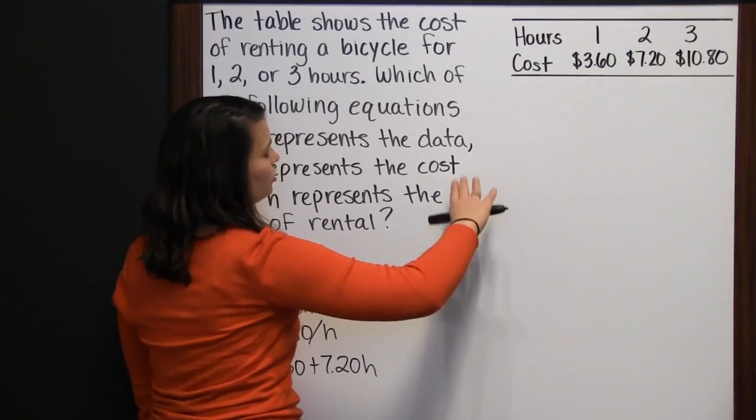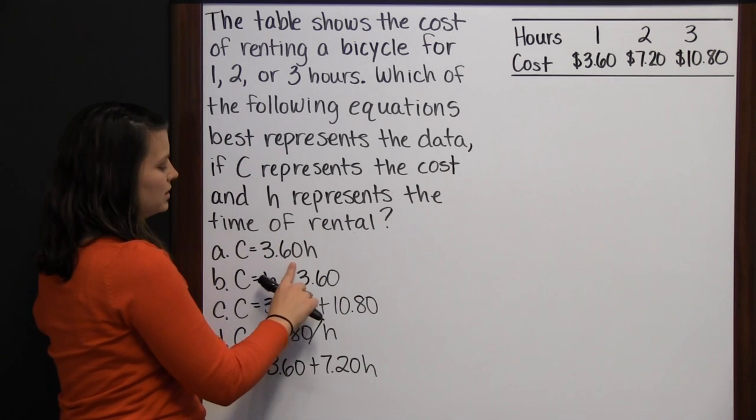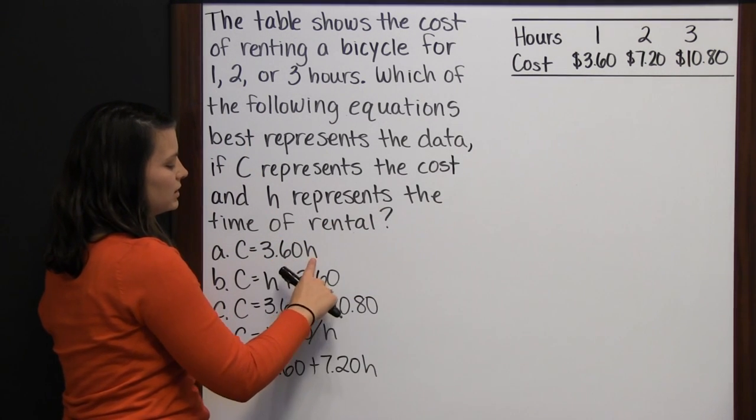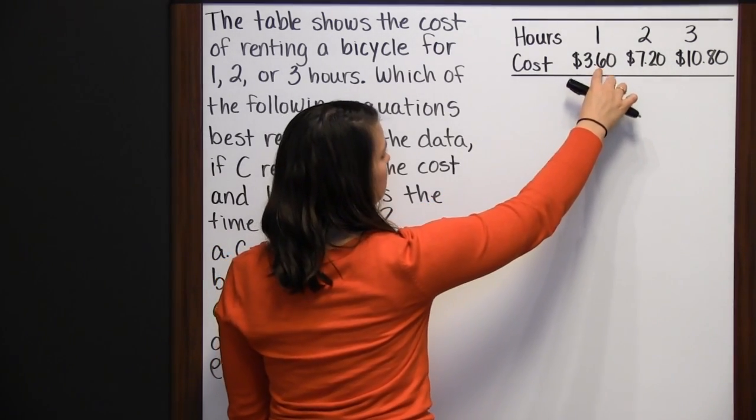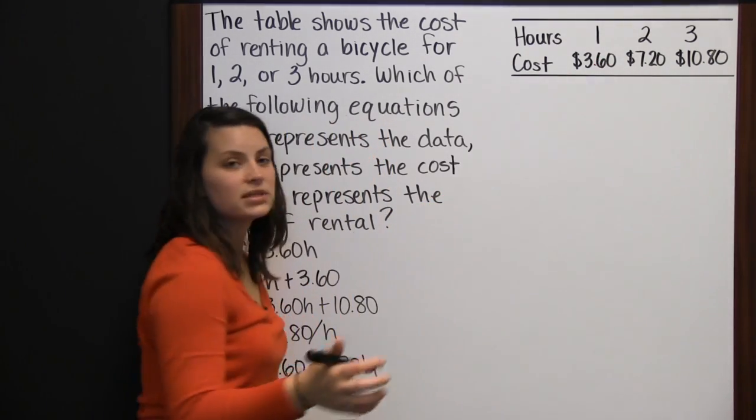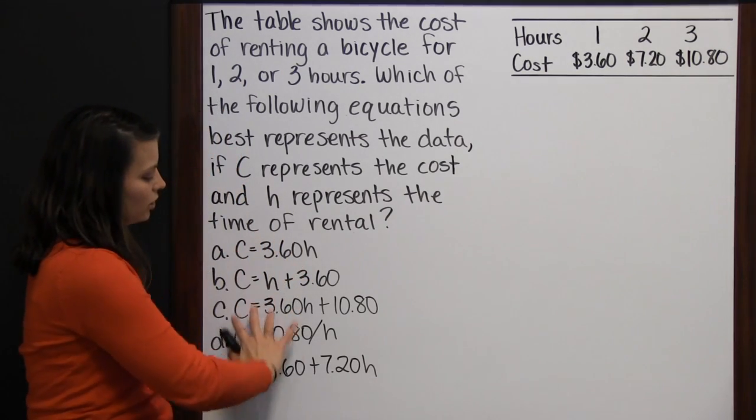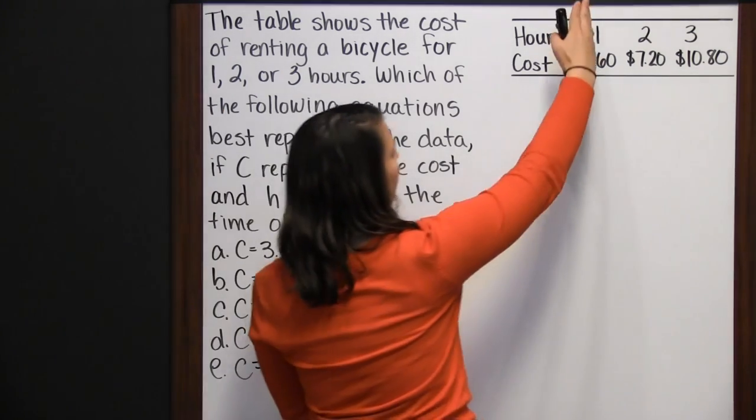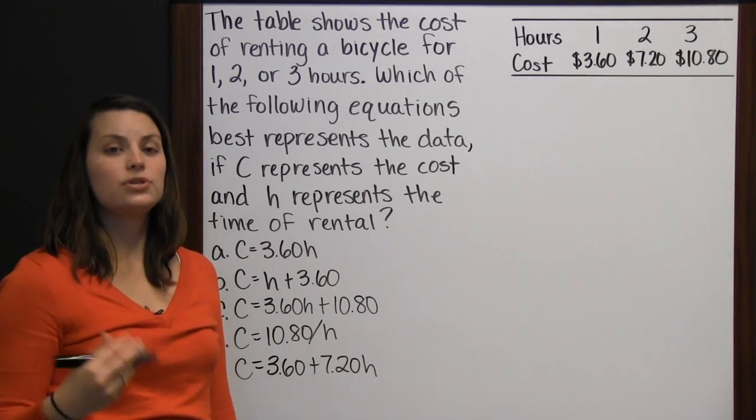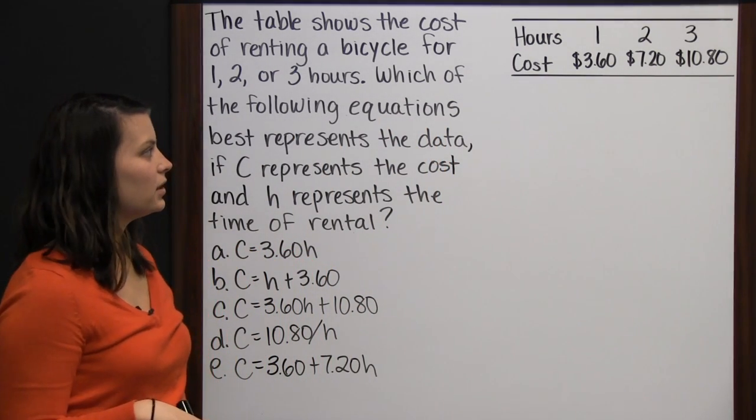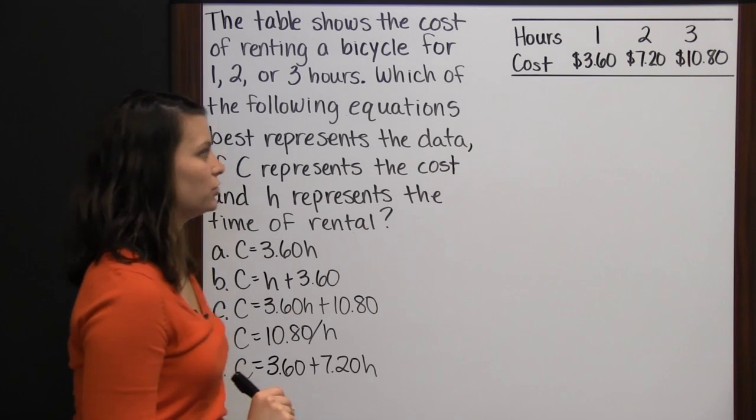For instance, you could replace H with 1, and you have $3.60 times 1, which is $3.60, which is the cost for 1 hour. And then do the same with 2 and with 3. Because sometimes an equation will work for one set of data, but not for the other two. So you should test it on all of them. However, I'll show you how to solve this problem if it weren't multiple choice.